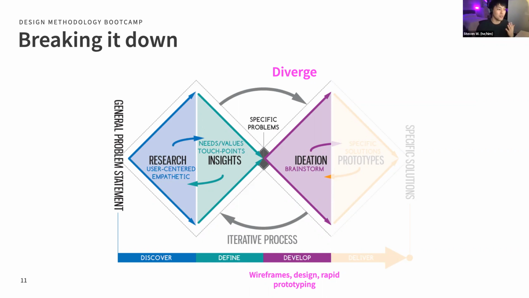I think this is also a great way to think about these methods: if they are meant to have us diverge, you want more ideas rather than refining immediately, if that makes sense. So in this instance, you take the tools of wireframing, designing, and rapid prototyping to make multiple comps, to make more of a spread of ideas so that you can converge later on.